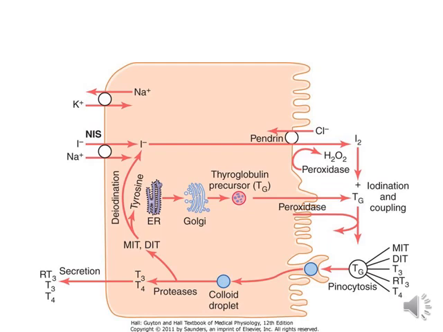But tyrosine does not independently and individually attach the iodide. It is part of a very big protein molecule which we call thyroglobulin. Thyroglobulin, like the other proteins, is formed in the rough endoplasmic reticulum, and after passing through the Golgi, it goes to the colloid space.